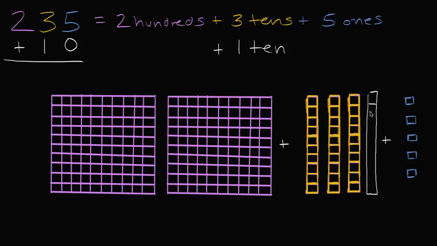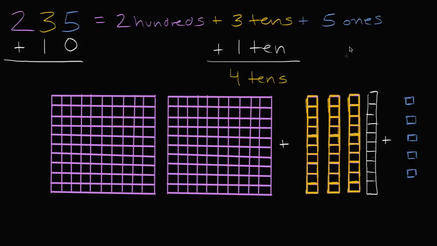So we have 1, 2, 3, 4, 5, 6, 7, 8, 9, and 10. So I just added a 10. So what does that leave us with? Well, if I had three tens and I have one more 10, now I'm going to have 4 tens. Let me do that in that yellow color. So now I'm going to have 4 tens.